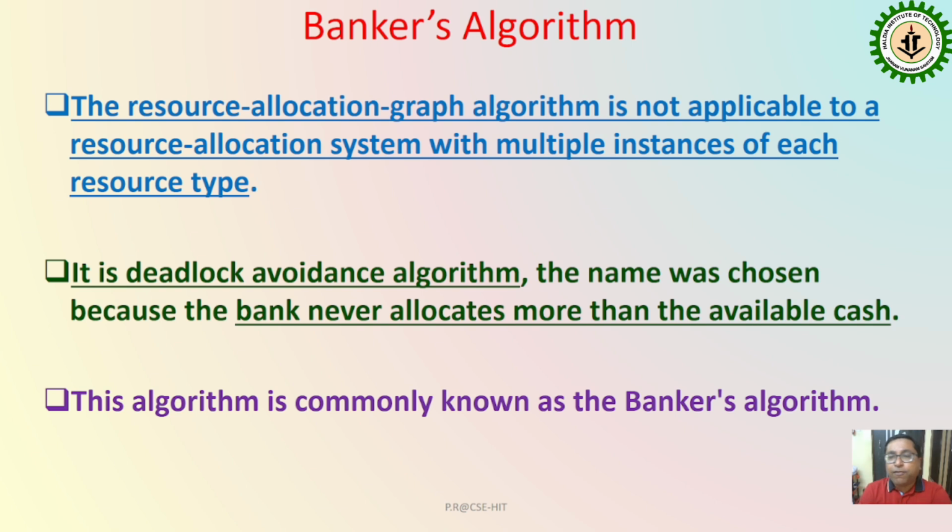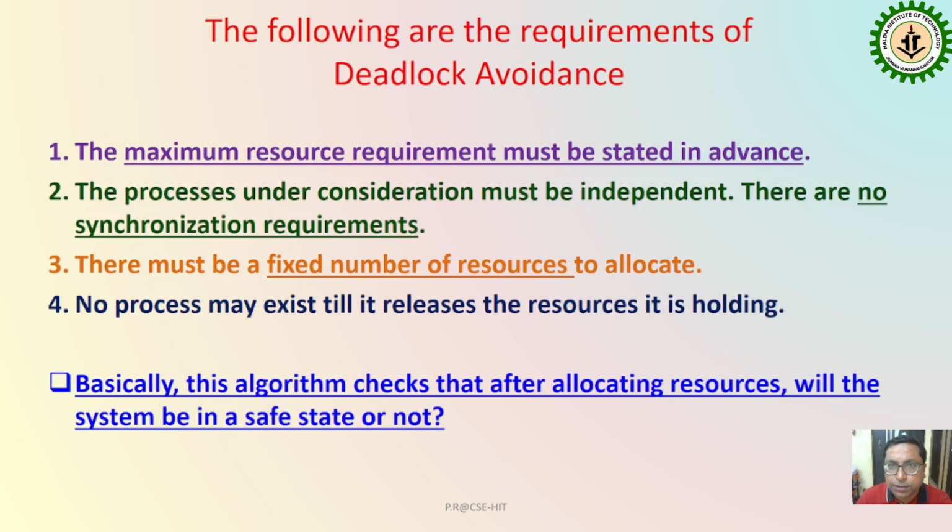It is a deadlock avoidance algorithm. The name was chosen because the bank never allocates more than the available cash. This algorithm is commonly known as the banker's algorithm. So this banker's algorithm is mainly for deadlock avoidance, where we have to decide whether the system is in a safe state or not.